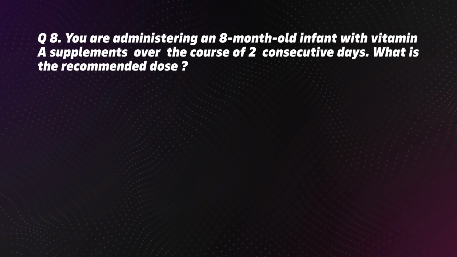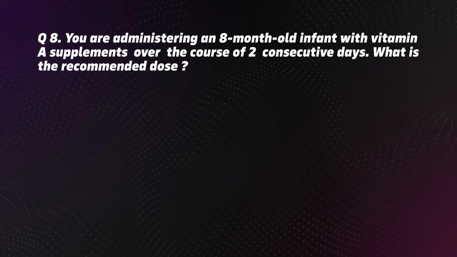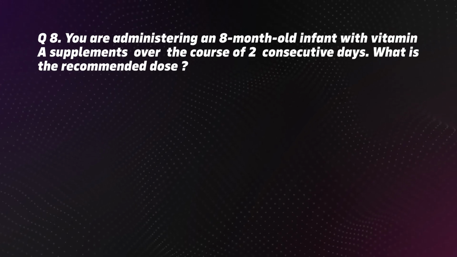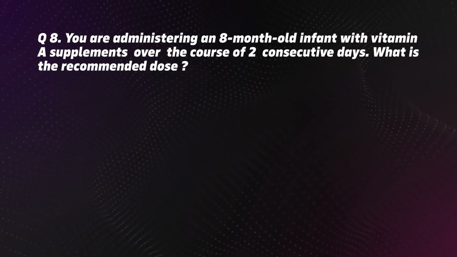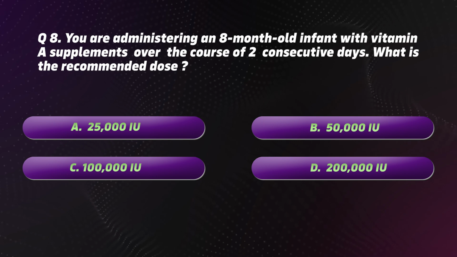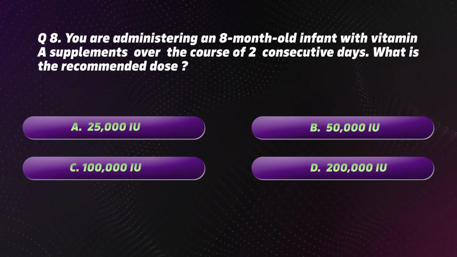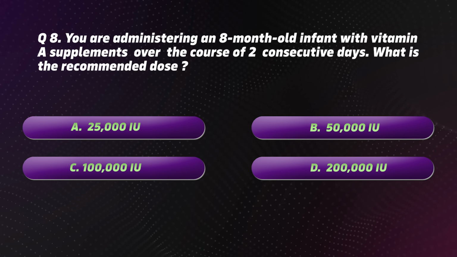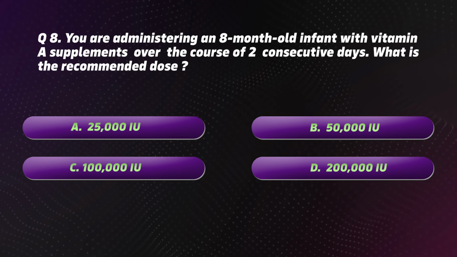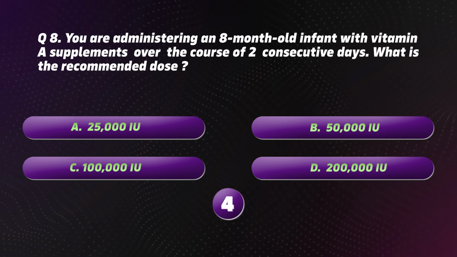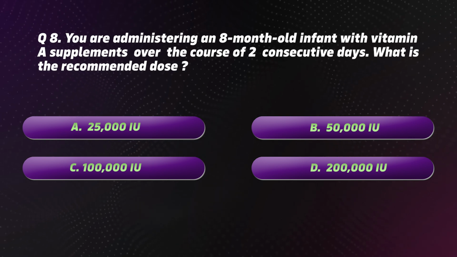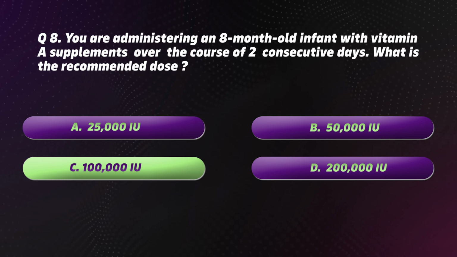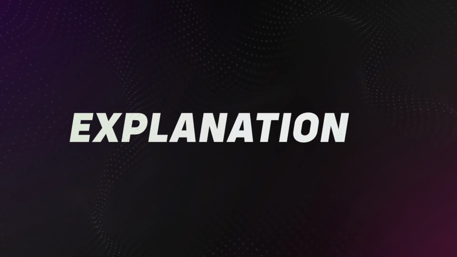Question 8. You are administering an 8-month-old infant with vitamin A supplements over the course of 2 consecutive days. What is the recommended dose? Here are the options. A. 25,000 international units. B. 50,000 international units. C. 1 lakh international units. D. 2 lakh international units. And the correct option is C. 1 lakh international units. Here is the explanation.